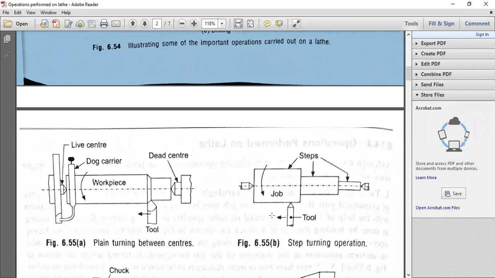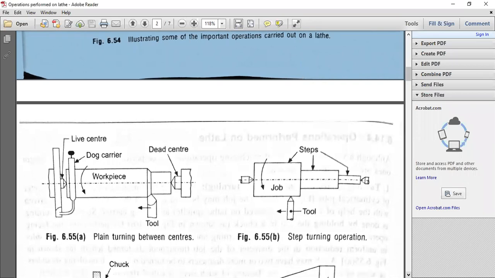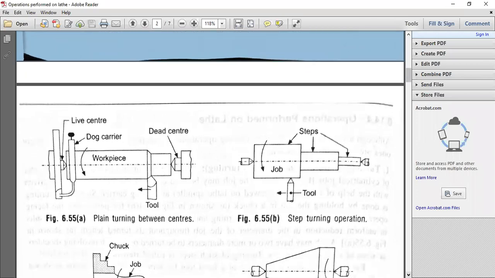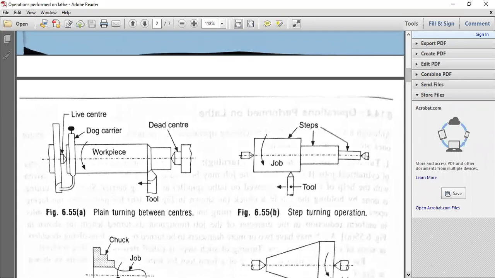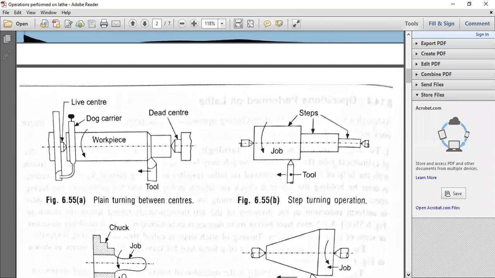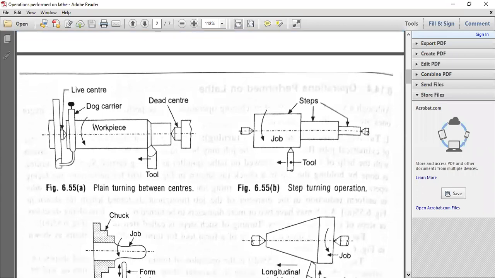In step turning operation, you have to go for different step diameters, and the tool is also perpendicular to the job. The job is rotating anti-clockwise, with different step diameters of 25, 20, and 15, or whatever diameters are in the drawing. You have to draw these figures. Just for your understanding, I've shown the 3D figures also, but in the exam, you have to practice the 2D diagrams. So that is the difference between plane turning and step turning.